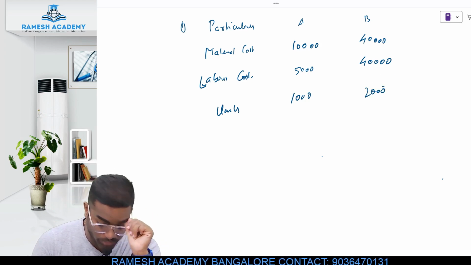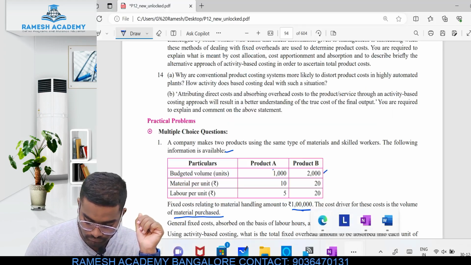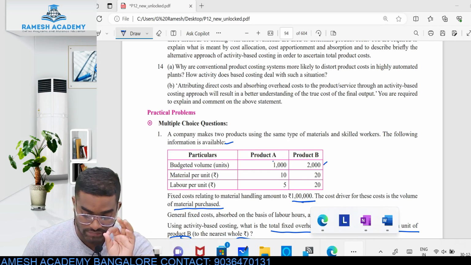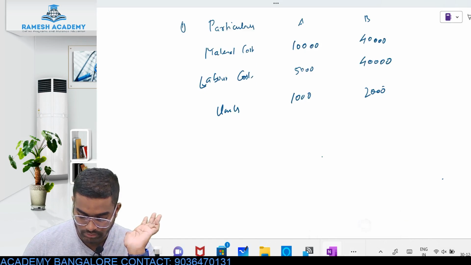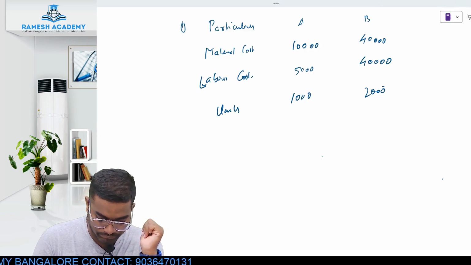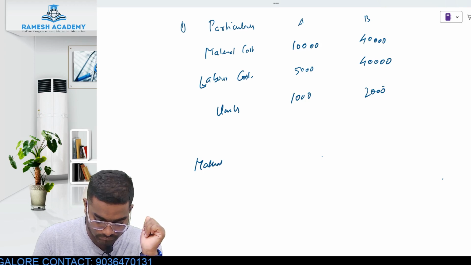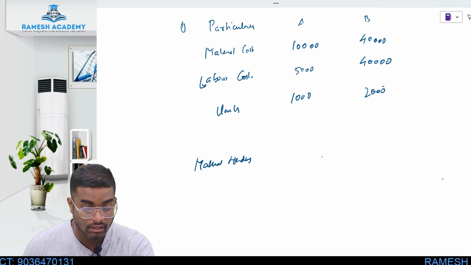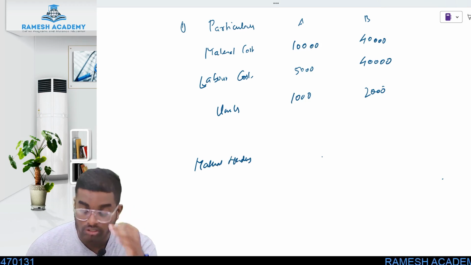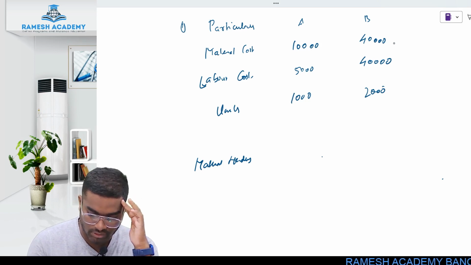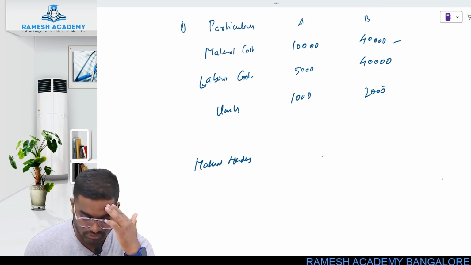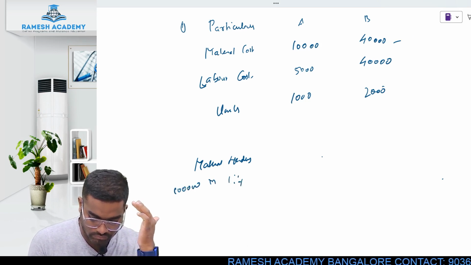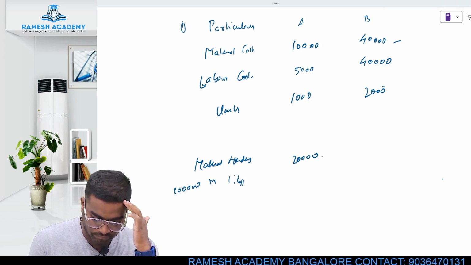Now we have to distribute the overhead. What is the first overhead? The first overhead is material handling. Amount is 1 lakh rupees, and the cost driver is the volume of material purchased. We have the volume of material purchase as 10,000 and 40,000, so 1 lakh is distributed in the ratio of 1:4. So it will be 20,000 and 80,000.